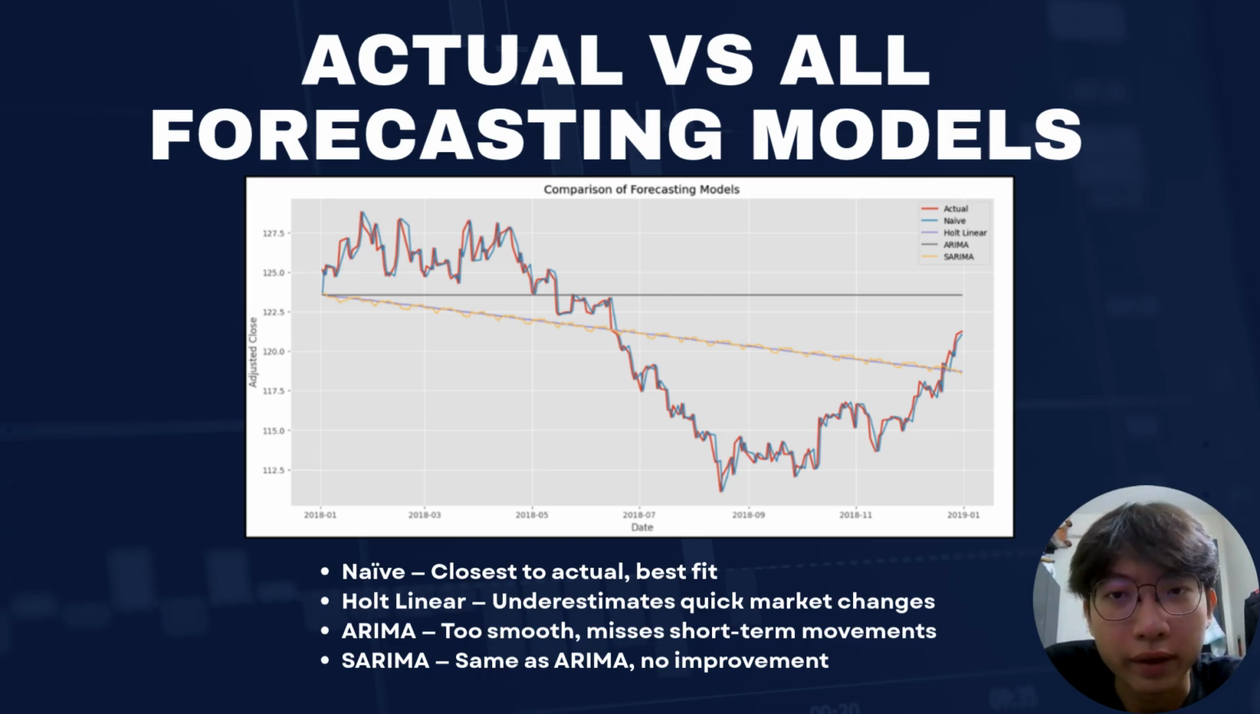Actual versus all forecasting models. This chart compares all four models against actual prices. The Naïve forecast matches the actual gold price better than any other model. Holt linear underestimates quick market changes, while ARIMA and SARIMA produce forecasts that miss short-term movement. These visualizations confirm the numeric results. The Naïve model has the highest forecasting accuracy.